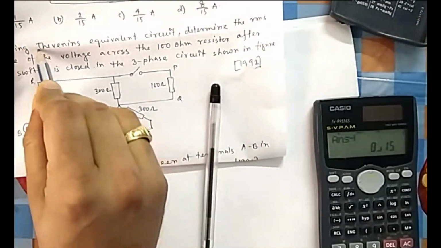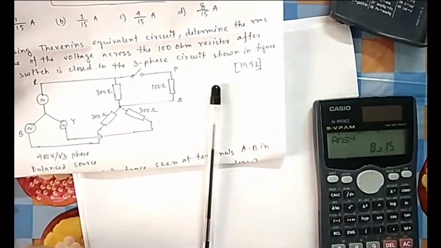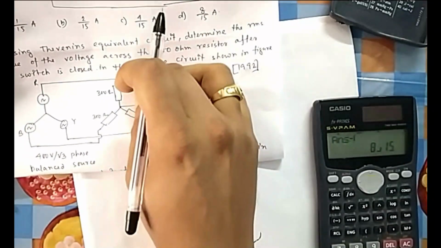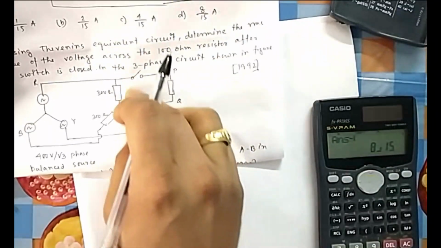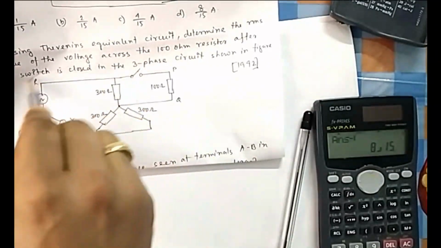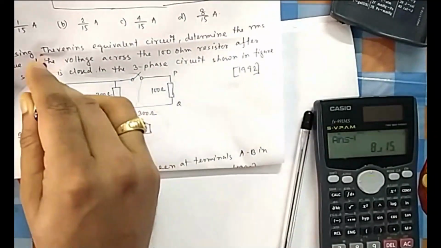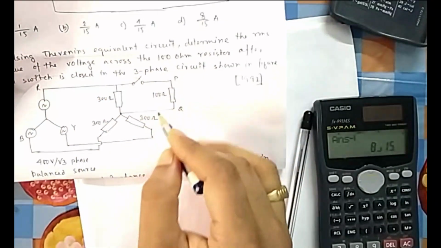Next is: using Thevenin's circuit, determine the RMS value of the voltage across this 100 ohm resistance after the switch is closed in a 3-phase circuit. Here they have mentioned you to use Thevenin's equivalent circuit. Even if they don't mention it in this type of question, if there is a switch or something connected, to find what should be the current through it, you always try to calculate the Thevenin's voltage. You represent this entire drawing by Thevenin's equivalent, so that if you connect the external load, you can directly calculate. It will be easy for you.